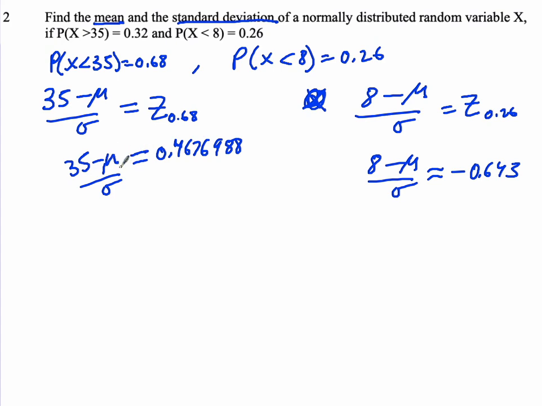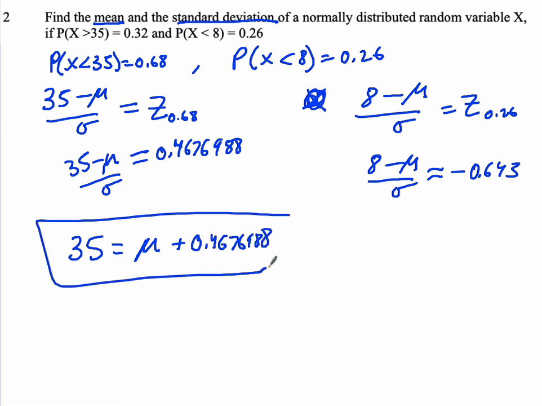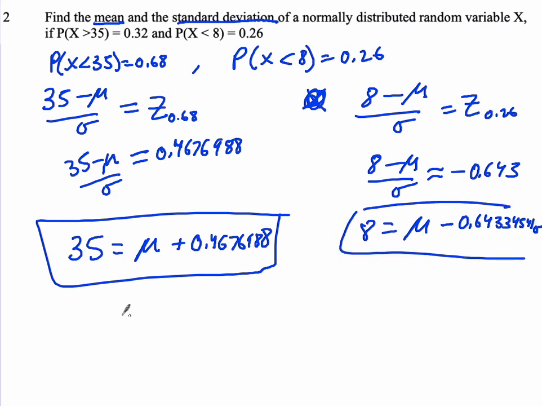We just need to rearrange so that we can type it into our calculator. Let's rearrange this to 35 equals, we can bring the mu to the other side and after multiplying by sigma. So multiply this by sigma and then add mu and we get this. Okay, that's one of our equations that we're going to use to solve, and then this means 8 equals mu minus 0.6, 3, 3, 4, 5, 4, 1 sigma. That's our second equation. We just type those into the equation solver on our calculator, and we can get the answers. That's a sigma there, sorry.